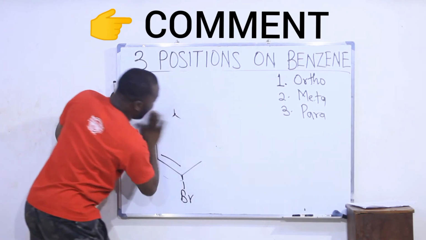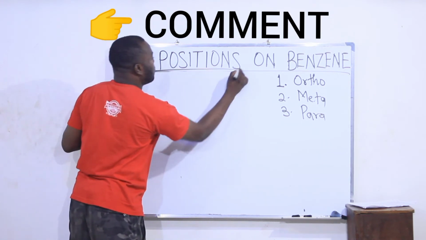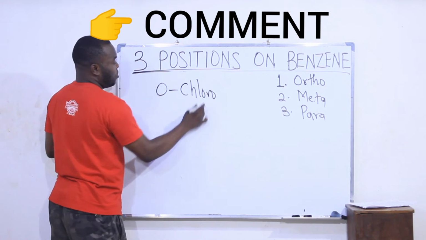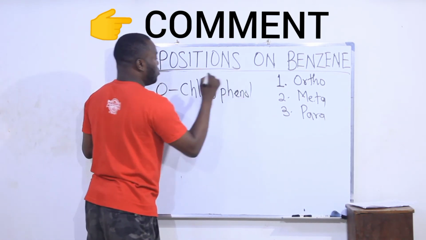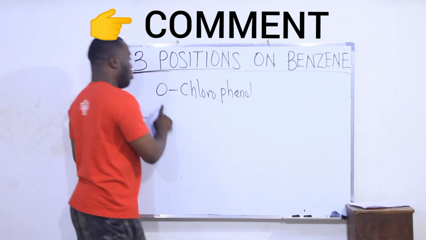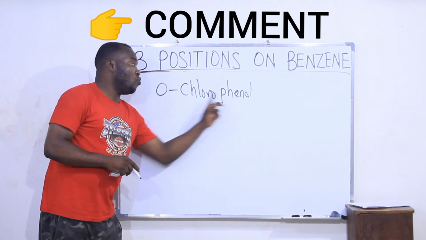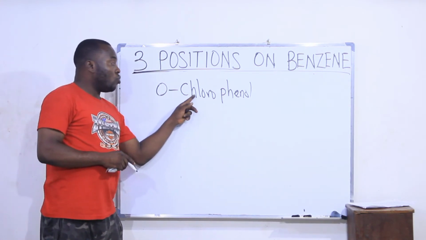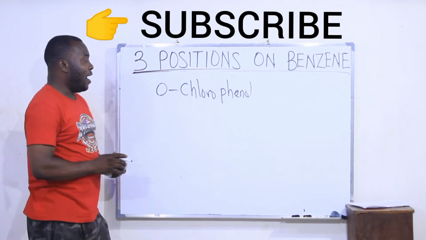Assuming you are asked to draw, in an exam, o-chlorophenol. How do you do it? Remember, o here stands for ortho position. This is a phenol in which chlorine is attached to the ortho position. When chlorine is attached to the ortho position of phenol, it is called o-chlorophenol. How do we draw this?